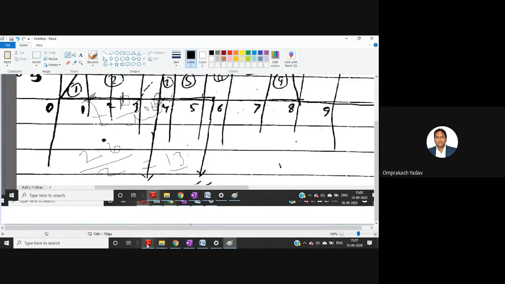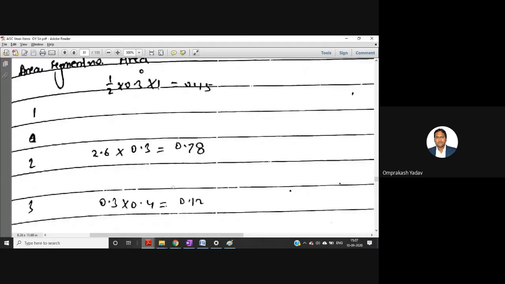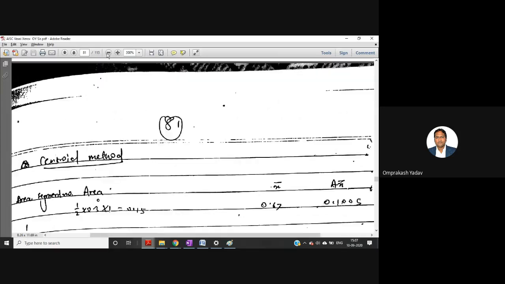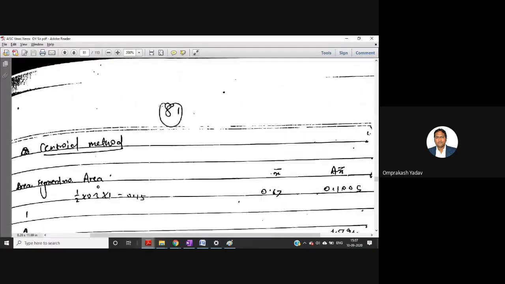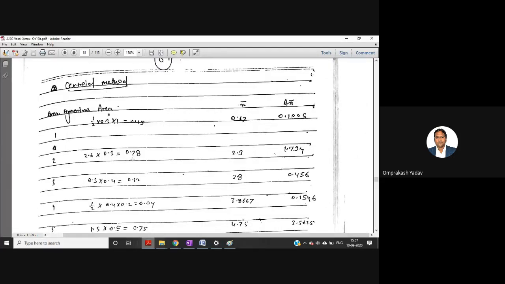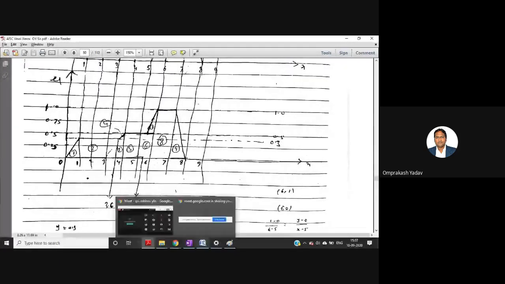So if you do this, you will get something like 1.794, right? Then let's consider the third figure. Third figure, let's see what it is. So third is this small rectangle. Let me go over here. This one.